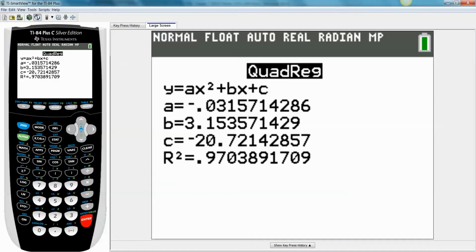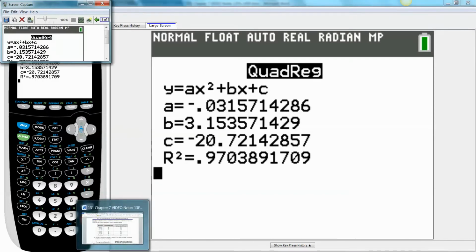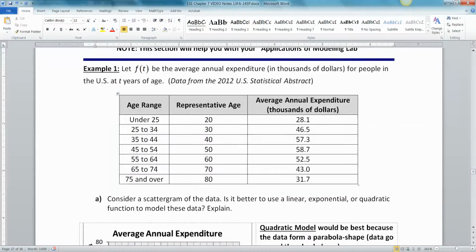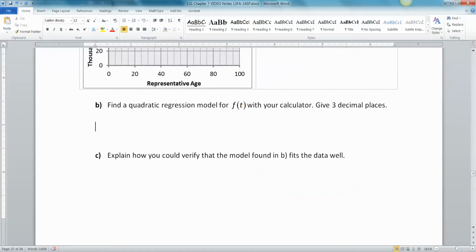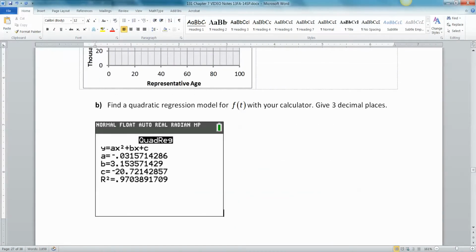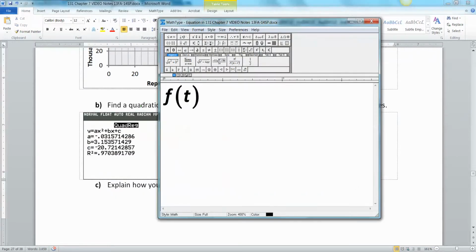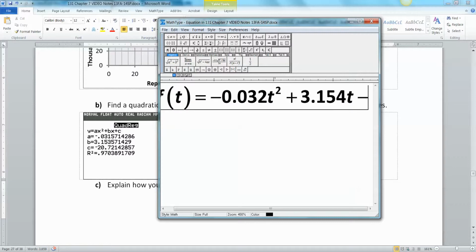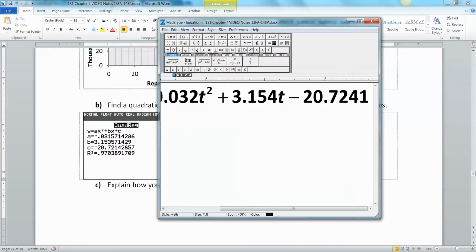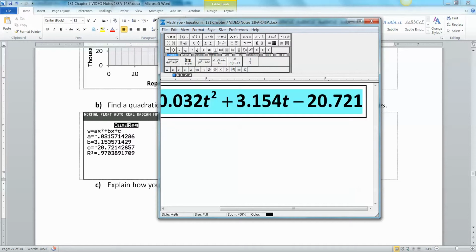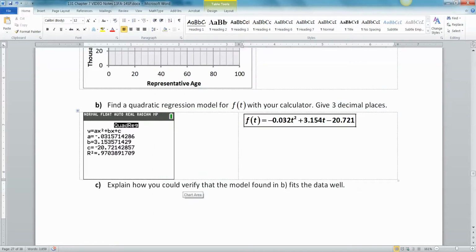All right, so now we have to type that up. So let me go grab that and type it into my lovely notes here. There we have it. So f of t equals negative 0.032 t squared plus 3.154 t minus 20.721. And there's our regression equation.